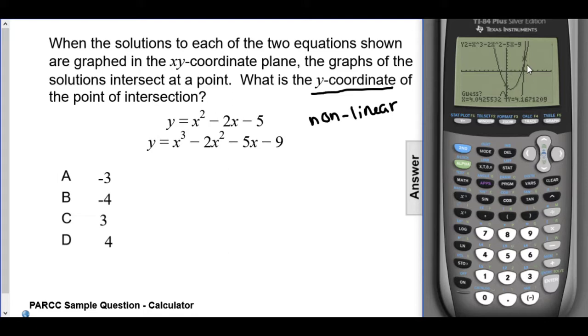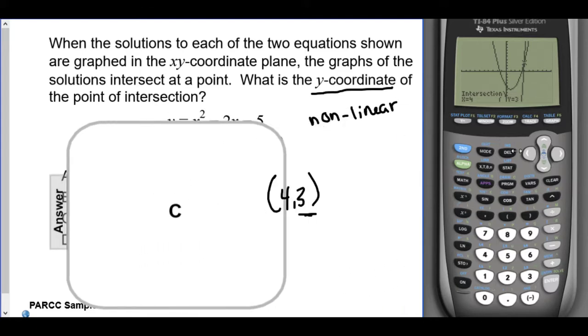We're going to say it's about right around there and hit enter. So now on your screen, it should say intersection is x equals 4 and y equals 3. So as a point, that would be (4, 3), and the y coordinate would be 3, choice C.